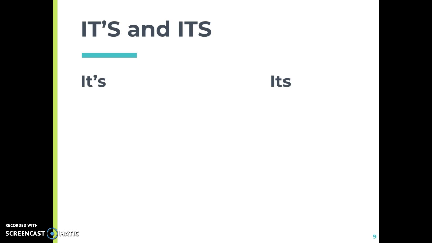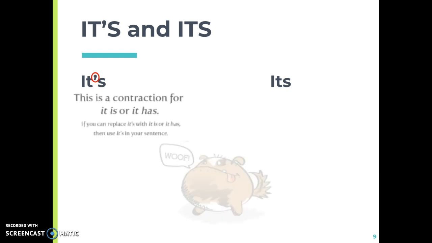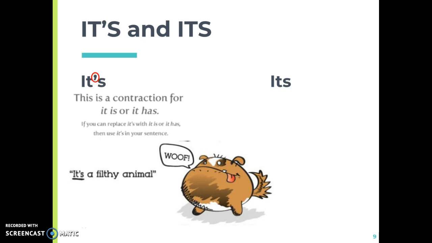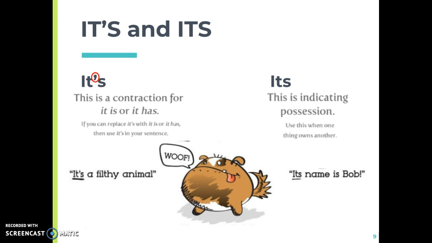There are several other homophones that are contractions. For example, it's and its. The first it's has an apostrophe in it, which means it's a contraction of it is. For example, it's a filthy animal. The second its has no apostrophe in it, so it refers to something belonging to another thing. For example, its name is Bob. The its shows that the name belongs to the animal pictured.